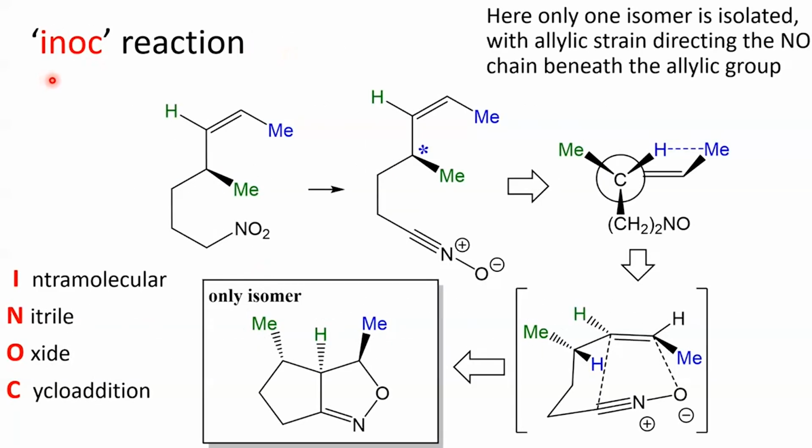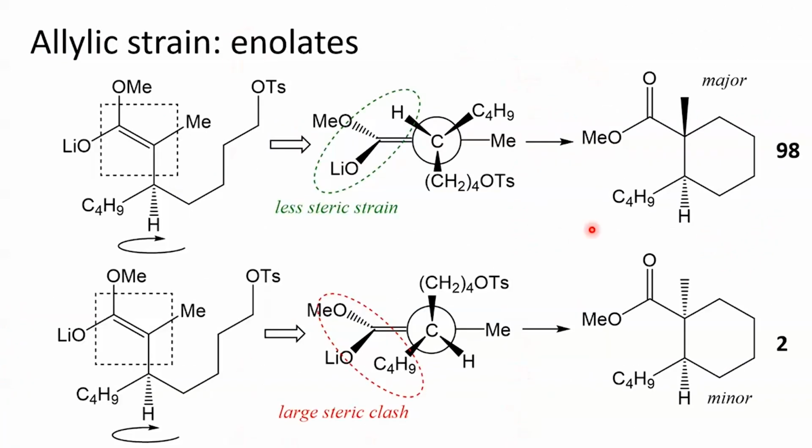A good example of this would be the INOC reaction, which is an intramolecular nitrile oxide cycloaddition. Starting here, we react it to get this intermediate, which then undergoes a cyclization to give a single isomer shown here. The important thing you really need to be able to do is draw these perspective diagrams like the one shown here, or these ones from the previous example.